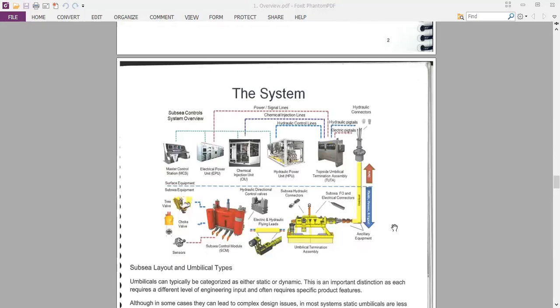And here we have a schematic to show us our subsea layout with our umbilical. So you can see you have your master control station working together with your electrical power unit, in conjunction with your chemical injection unit and your HPU, all right? Then from here, you have power and signal to our TUTU. Then you have your hydraulic directly terminating to your TUTU, and you have chemical injection terminating to your TUTU. Okay? All this comes in as a connector and enters into this device.